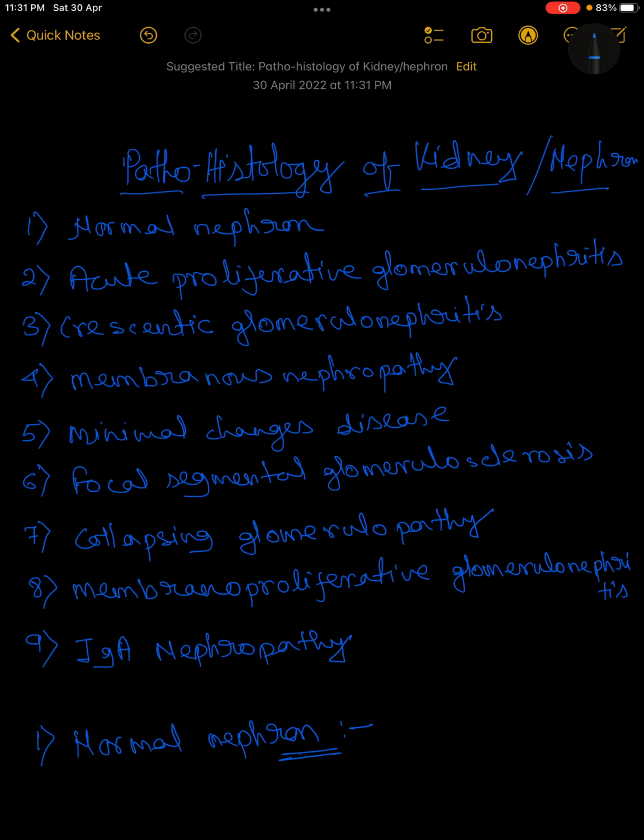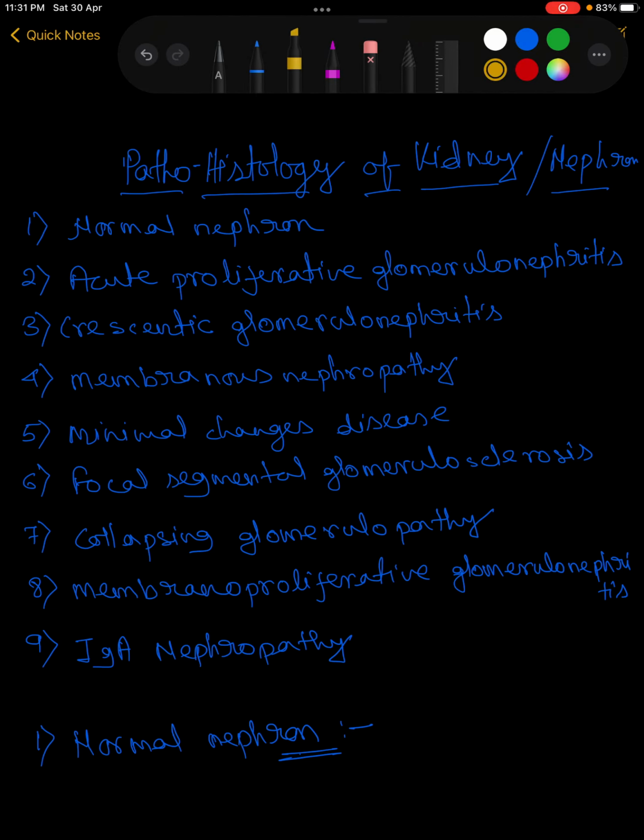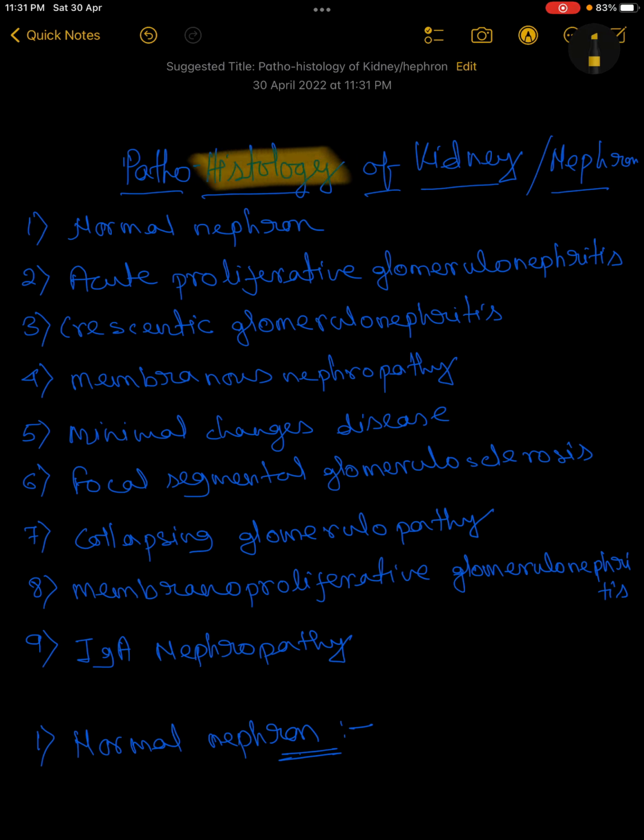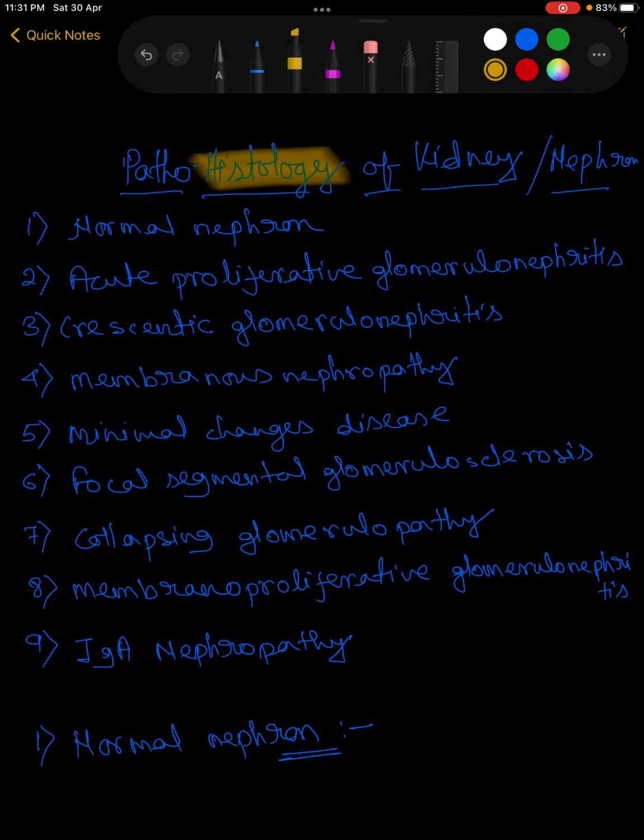So, hello guys, today we are going to discuss the pathohistology of the kidney or nephron. What will be our motive here? Today our motive will be how to identify the histological slides. We will discuss the histology. So, let's start without any delay.